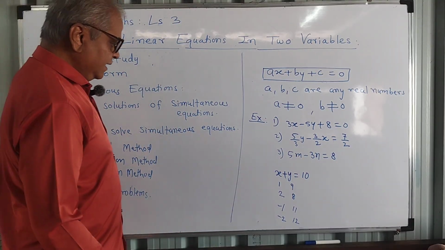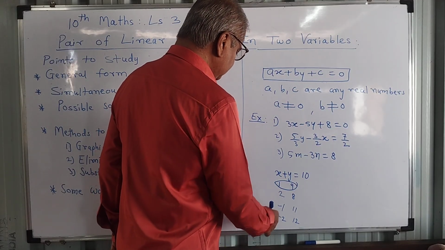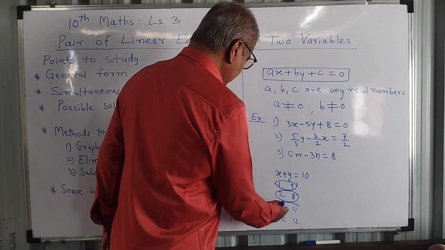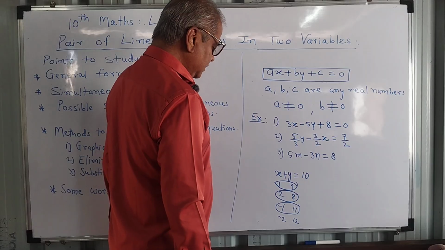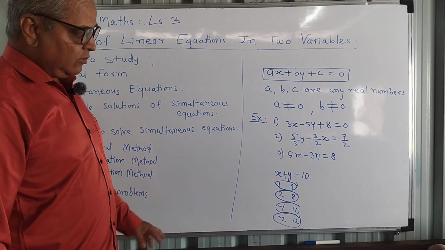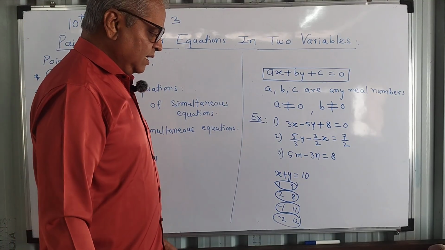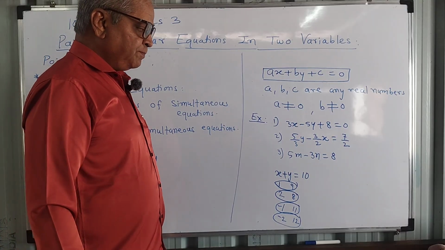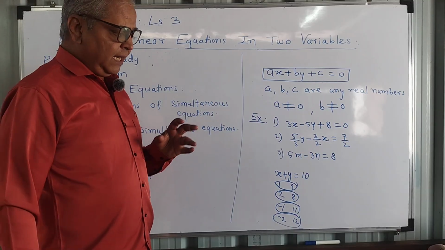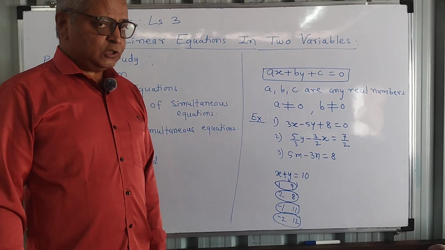That means this equation has x is equal to 1 and y is equal to 9 as one solution. x is equal to 2 and y is equal to 8, another solution. x is equal to -1, y is equal to 11 is another solution. x is equal to -2 and y is equal to 12 is again one more solution. So if you try to find out the solutions for this equation, we will get infinite solutions. That means we will conclude like this. If we consider any one linear equation only, this equation has infinite solutions.